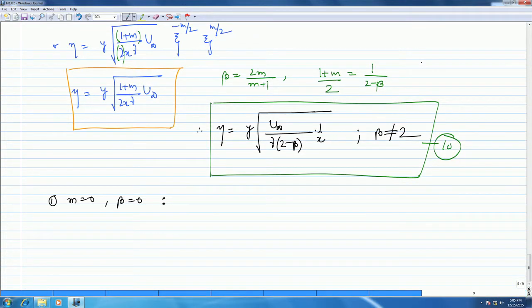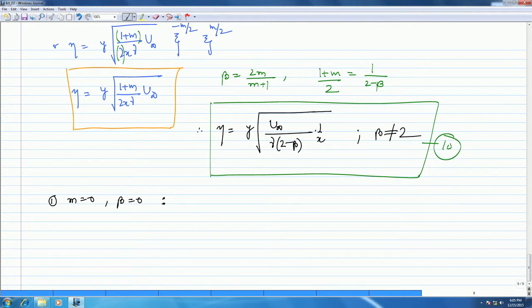Now what happens if m is equal to 0 and beta is equal to 0? It actually boils down to something. Think about what this would mean. So beta is equal to 0 and m is equal to 0, what does this boil down to? Think about that before I write down what that means.